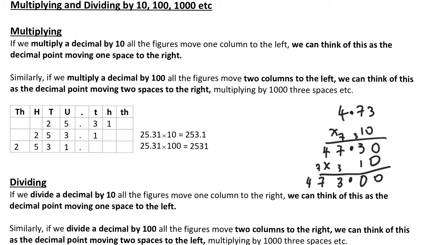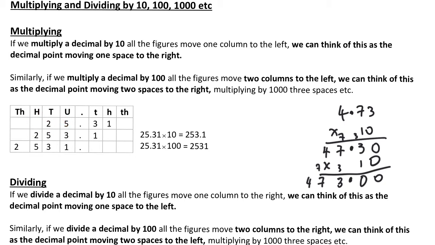So here we've got another example of 25.31, where we multiply it by 10 to get 253.1, so all the numbers have moved once to the left. And 25.31 times by 100, all the numbers have moved 2 columns to the left.